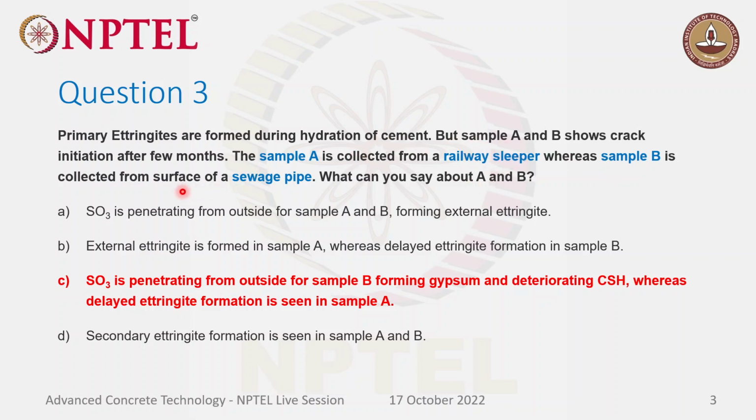Coming to sample B, the sample is collected from the surface of a sewage pipe. In such cases, sulfate attack is possible, and acid attack is possible. Extra sulfate comes into play, and when sulfate acts externally, it reacts with the existing portlandite and monosulfate to form ettringite in the hardened stage, which causes external sulfate attack. So we can say that sulfate is penetrating from outside for sample B, forming gypsum and deteriorating C-S-H. Most of you gave the right answer.